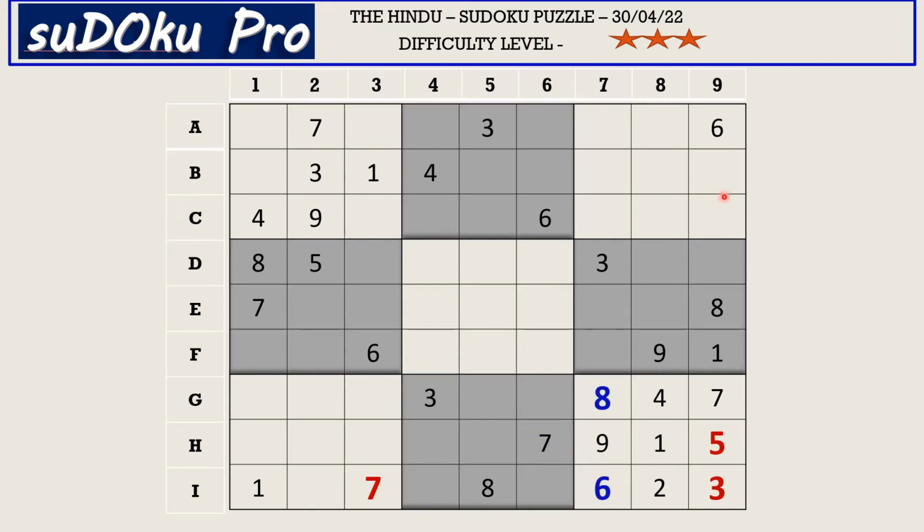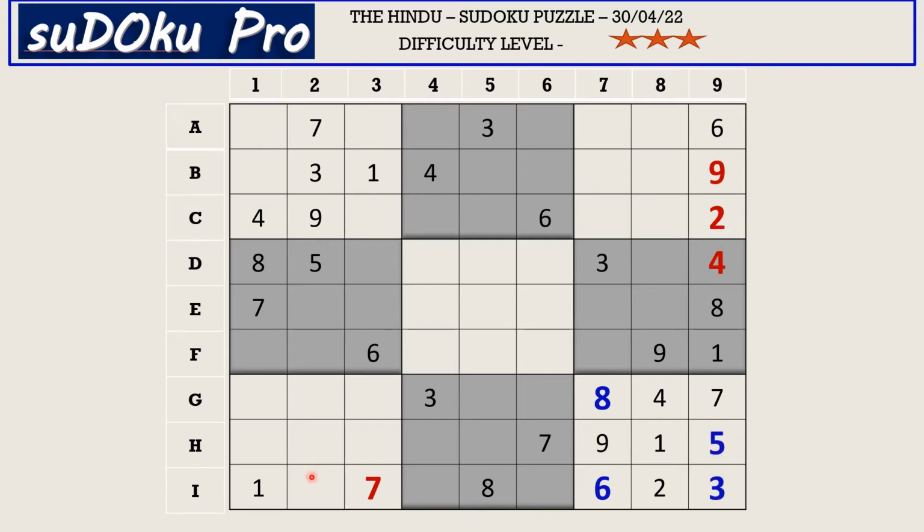In ninth column the missing numbers are 2, 4 and 9. You can see 4 and 9 blocking from here. So C9 takes 2. There is a 4 blocking from here. So B9 takes 9 and D9 takes 4.